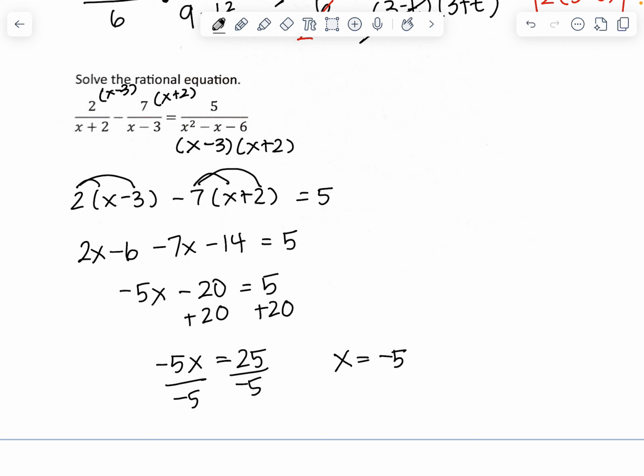And we have to make sure that that'll work. I know if you did the homework the other day, you might have gotten a no solution. The only time you get a no solution is if the answer causes a 0 in the denominator. But we can see negative 5 plus 2 does not equal 0. Negative 5 minus 3 does not equal 0. This would be 25 plus 5 minus 6, again, does not equal 0. So we're safe. So our answer is negative 5.